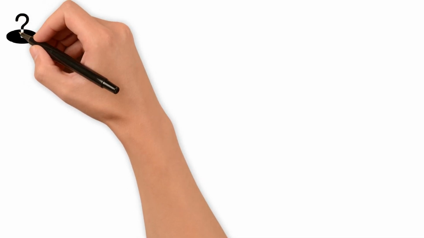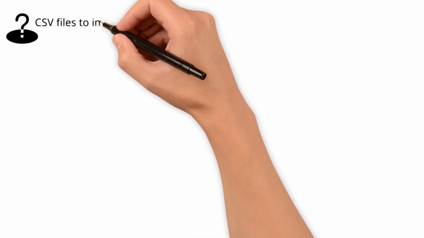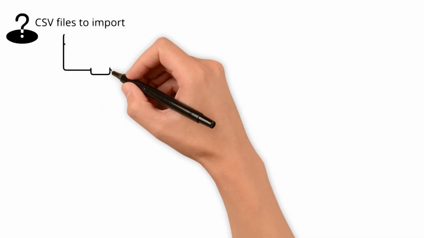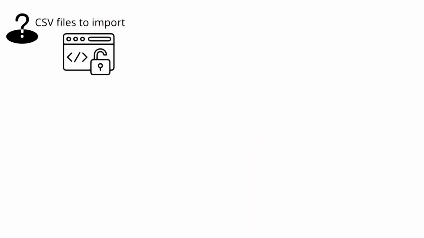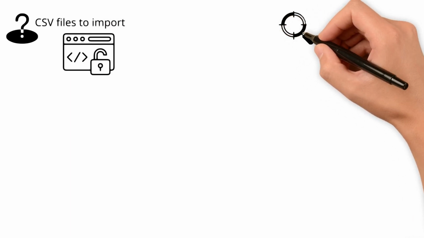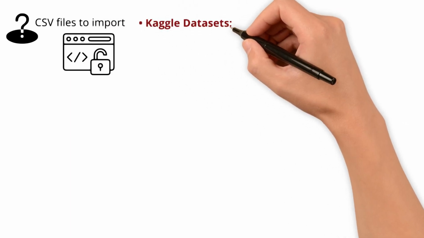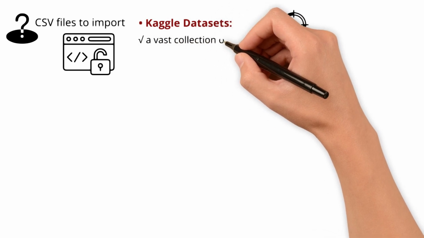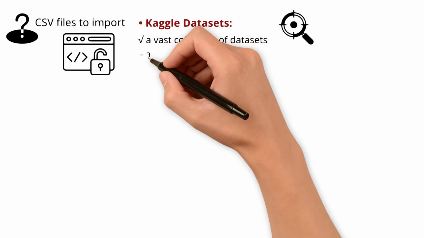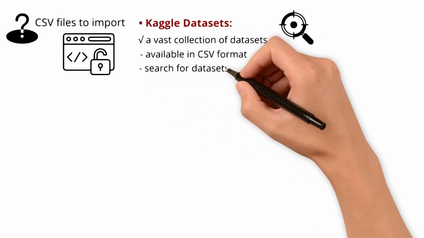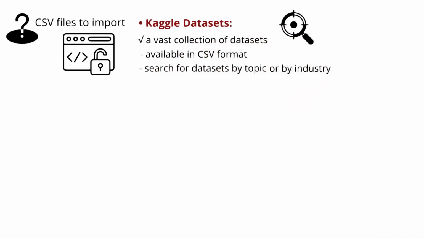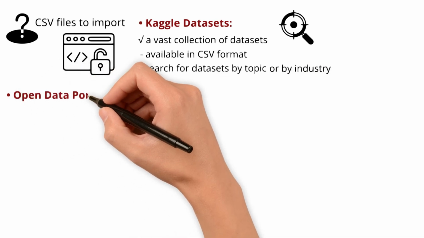Now, where can you find these magical CSV files to import? The good news is there are tons of open source datasets available online. A few places to look at are Kaggle. Kaggle has a vast collection of datasets, many of which are available in CSV format. You can search for datasets by topic or by industry. Next, Open Data Portal.